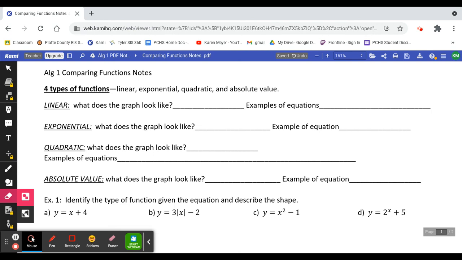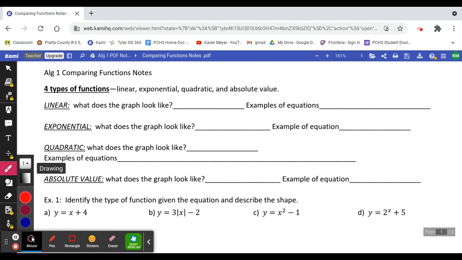In this lesson, we are going to be comparing different types of functions. So we have 4 types of functions here we're going to talk about: linear, exponential, quadratic, and absolute value. We have talked about linear, exponential, and quadratics before, but absolute value, this will be new for us. So the first one, linear.